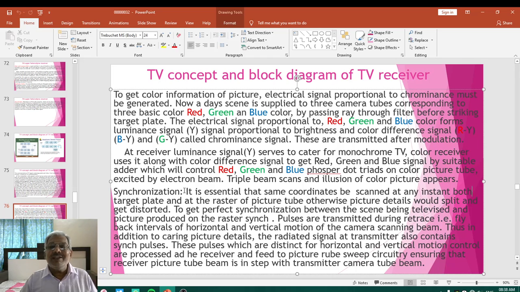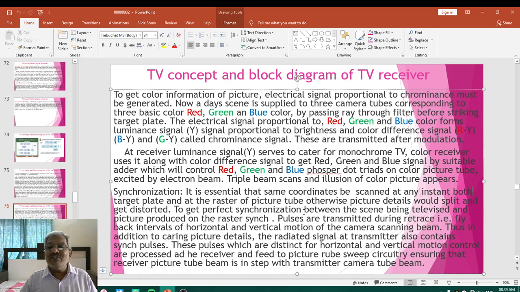Let us go line by line. Synchronization is essential so that the same coordinates be scanned at any instant, that is, for both the target plate and the raster of the picture tube. Otherwise, the picture details will be split and get distorted.